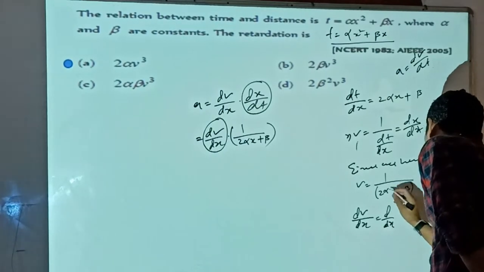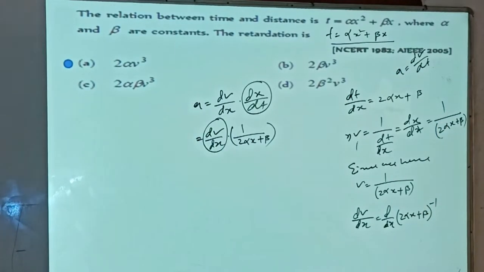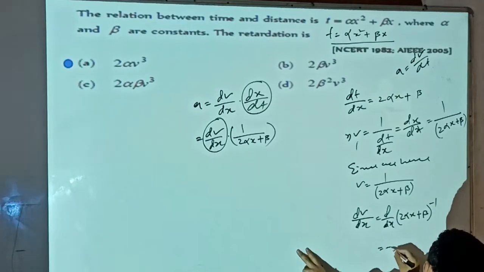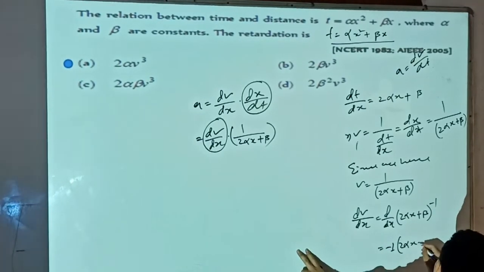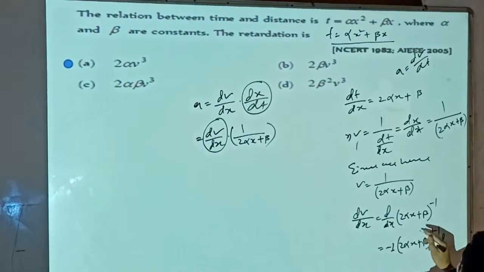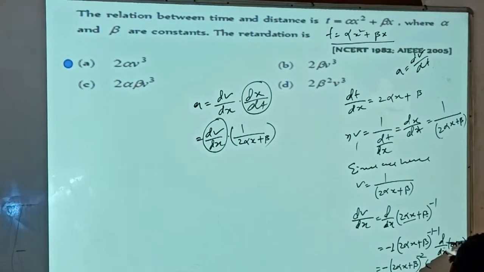d/dx of this equation, which can also be written as (2 alpha x plus beta) to the power of inverse. So d/dx of x to the power n will be n x to the power n minus 1. Since the power is minus 1, there will be minus 1 times (2 alpha x plus beta), and then d/dx of 2 alpha x plus beta, which gives 2 alpha, so the x cancels and twice alpha comes.